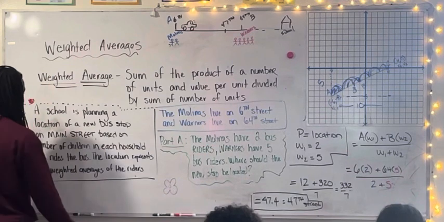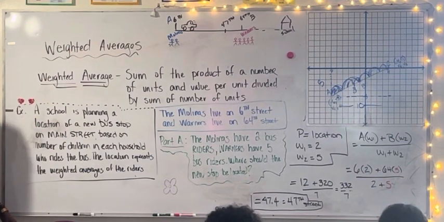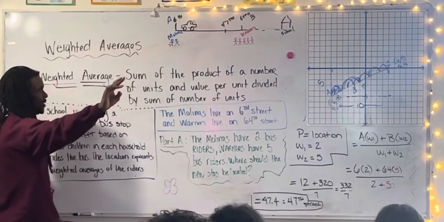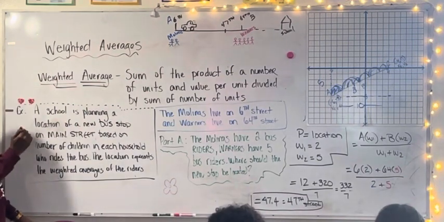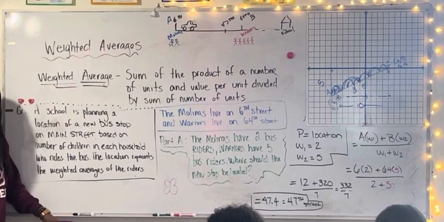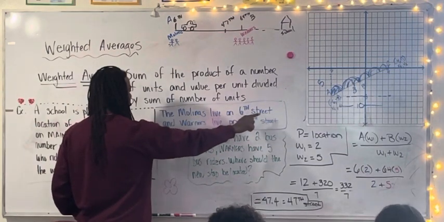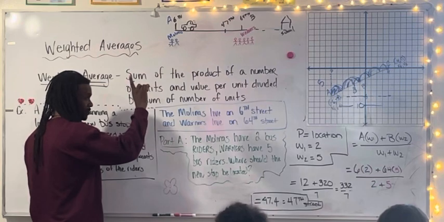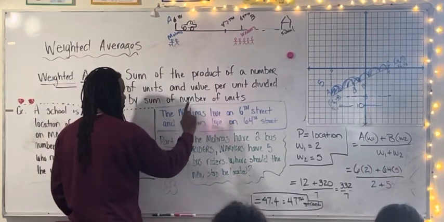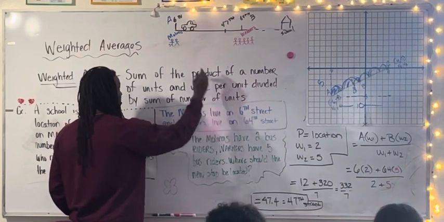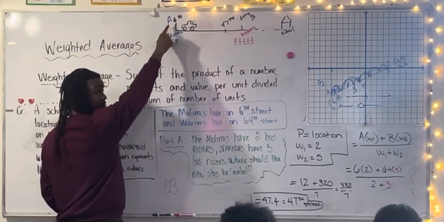The school plans a location of a new bus stop on Main Street based on the number of children in each household who ride the bus and the location that's represented by the weighted averages. Here it is. The Molinas. I ain't got nobody with the last name Molina here, do I? Close. The Molinas live on 6th Street. They ride the bus. And the Warners, that family rides the bus. The Molinas get on the bus on 6th Street.